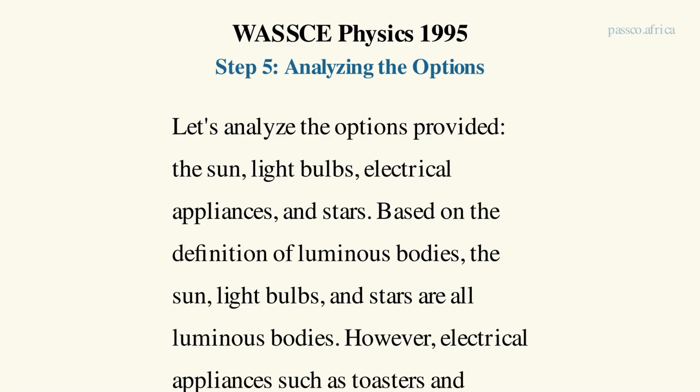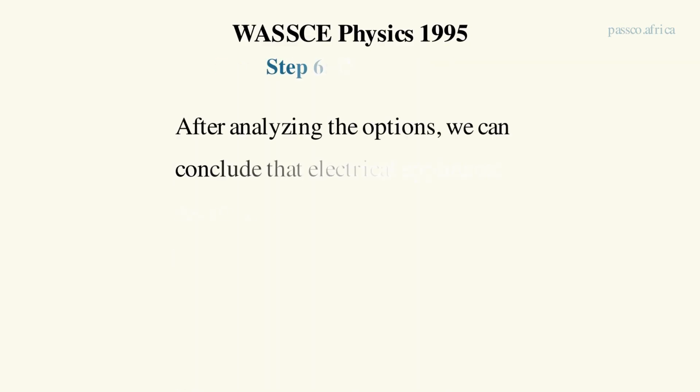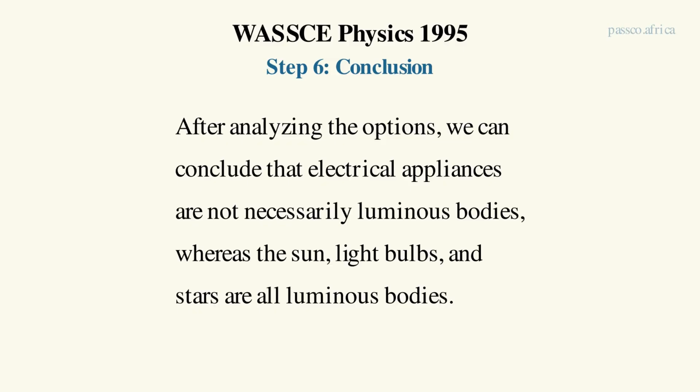Step 6. Conclusion. After analyzing the options, we can conclude that electrical appliances are not necessarily luminous bodies, whereas the Sun, light bulbs, and stars are all luminous bodies.